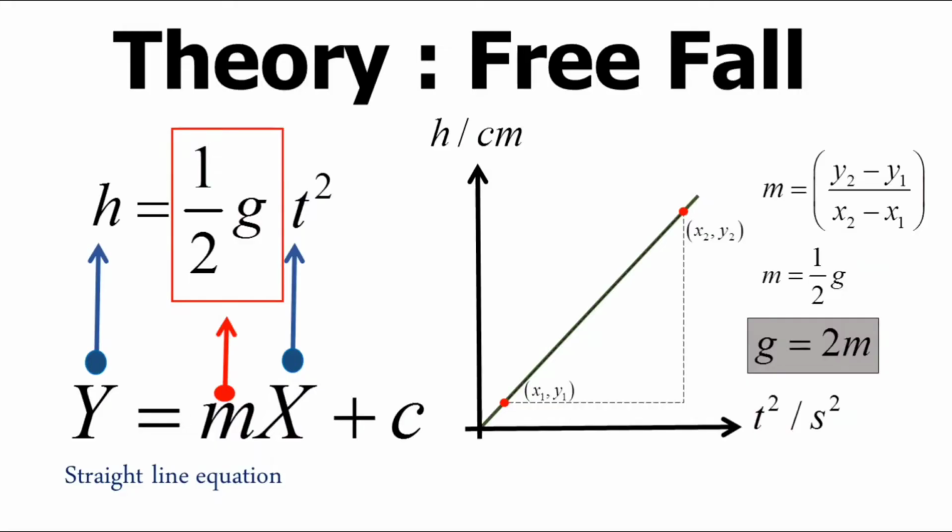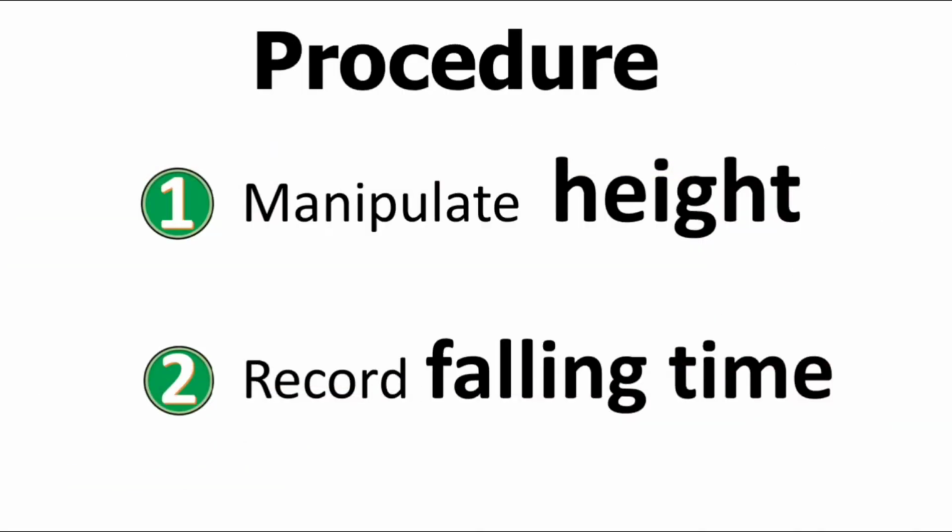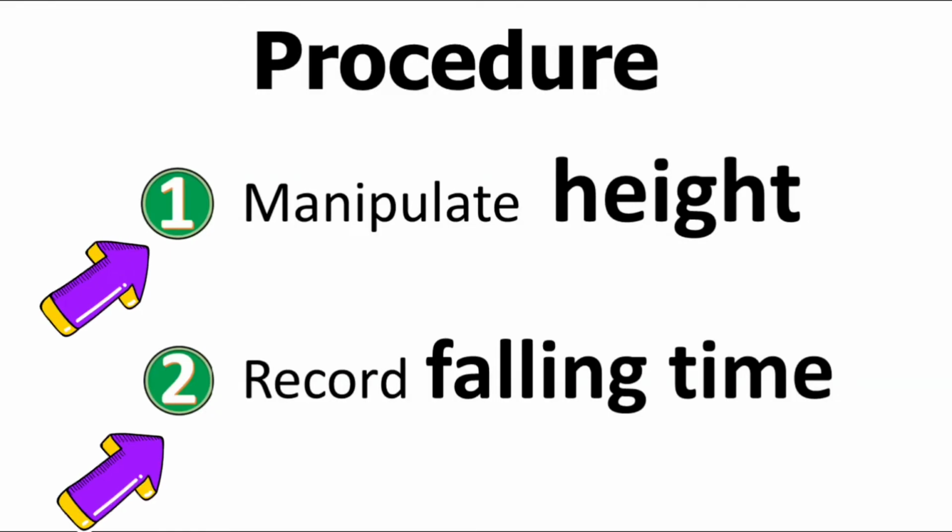Open the manual and go to the procedure section of the experiment. Read through the procedure. After you have read through the manual, you can come back again to the video. Hi, welcome back. If you have read the manual, these two statements will make a lot of sense to you. In this experiment, you are going to manipulate the height and then record the falling time.